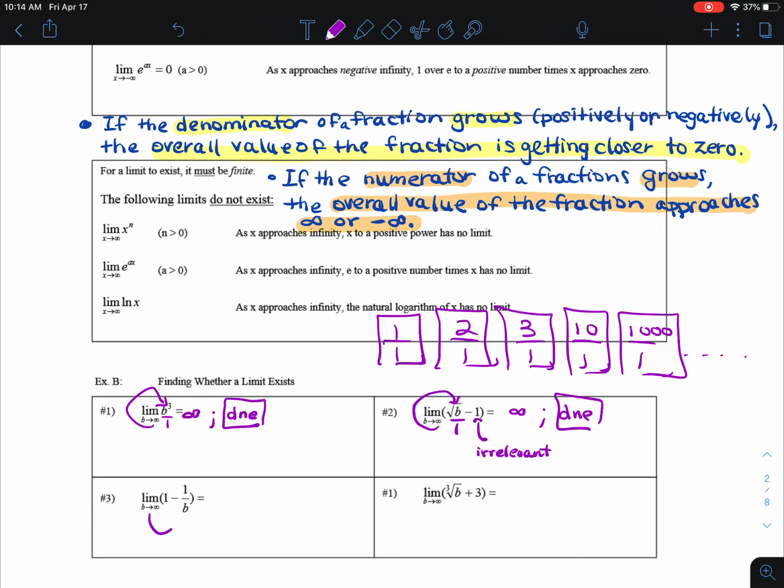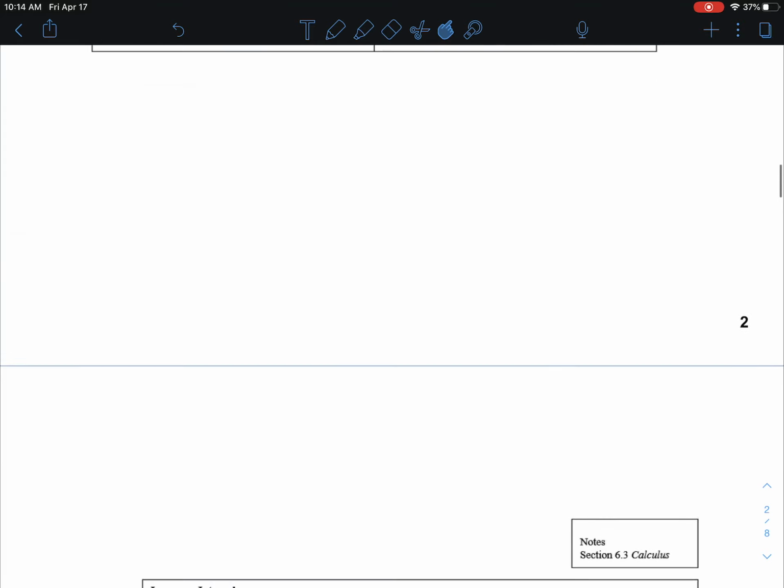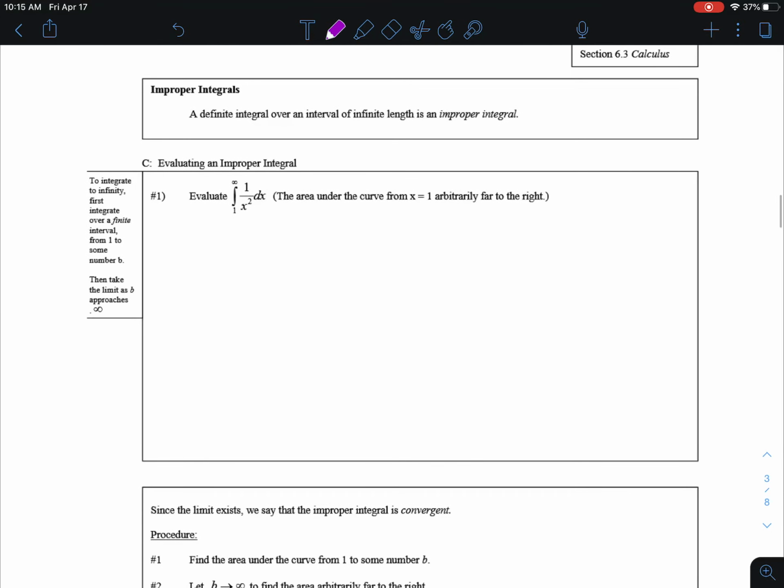Okay, now here the b is in the denominator. So that means that part's going to approach 0. My answer is 1. Okay, and on this one, here's another numerator growing, so this is does not exist. Okay, let's see how this looks in an actual problem here, though.